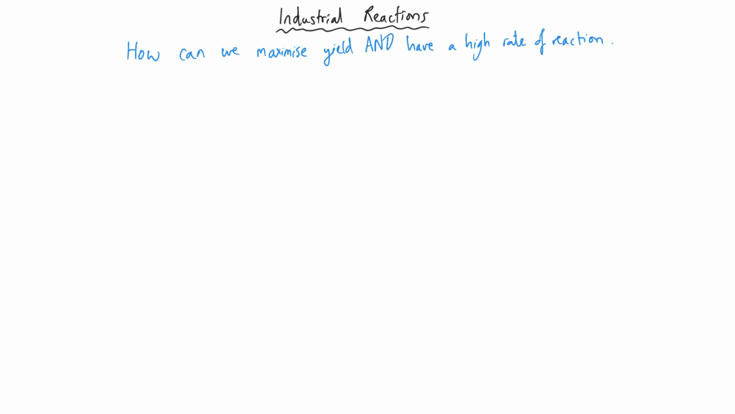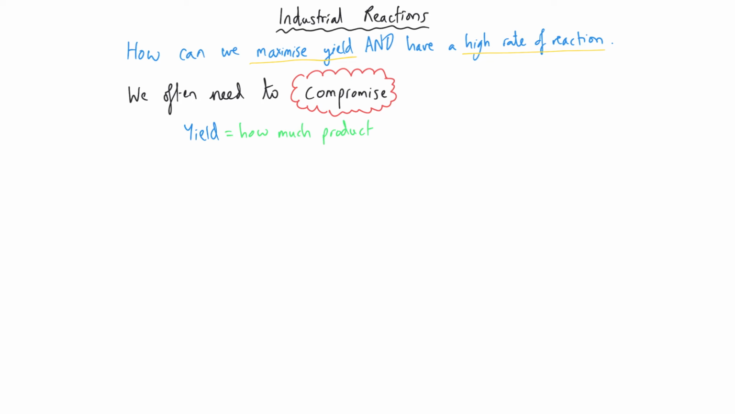We're going to finish this video off by looking at some industrial processes and looking at how we can maximise the yield of a particular target chemical whilst not really putting the rate of reaction under any negative impact. Unfortunately, this isn't always possible, and it's really important that you can appreciate that sometimes we have to have a compromise between the amount of product that we make, which is the yield, remember, and how quickly we get that product, which is the rate of reaction.